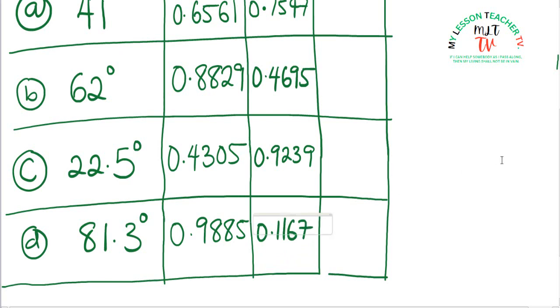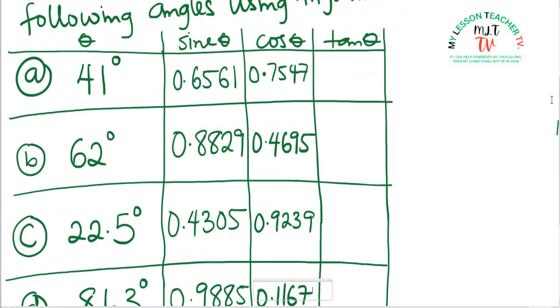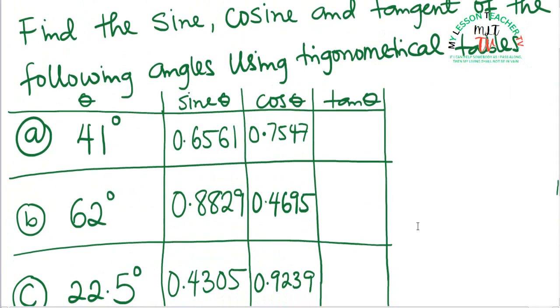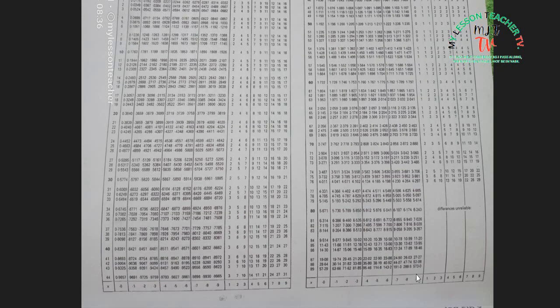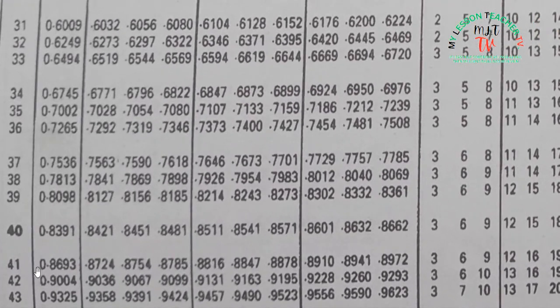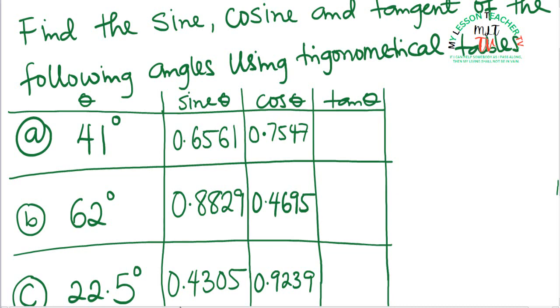We shall then use the tan table to get the values of all these angles. So we shall begin with angle 41. We are asked to find the tan of it, so go to your tan table. I have downloaded all these in my template which I'm using, so you can as well do same. So for tan 41 degrees, this is the tan table. Tan 41 under 0 is said to be 0.8693.